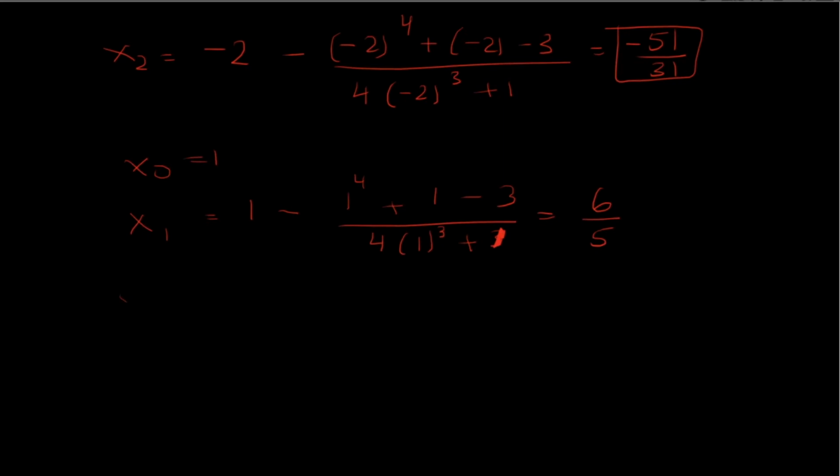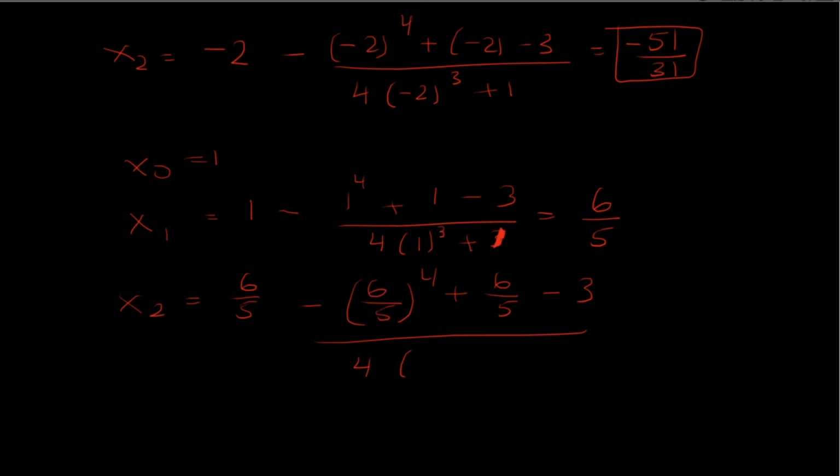And one more step for x2. x2 is x1 minus x1 to the fourth plus x1 minus 3 over 4 times x1 cubed plus 1. And that would just be 5,763 over 4,945. And that is our final answer.